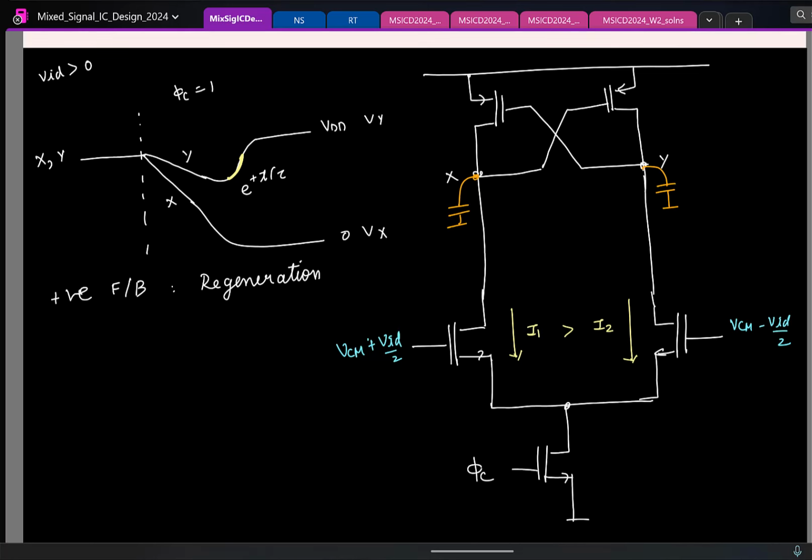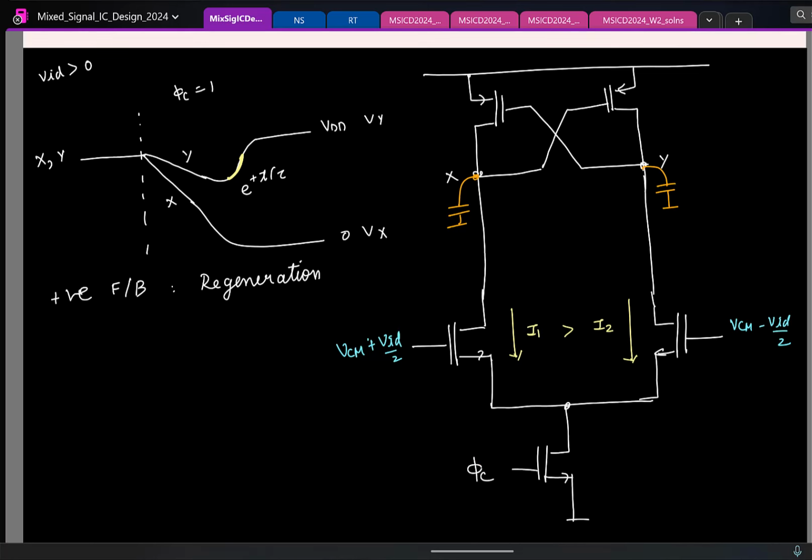Just to clarify, if we're using this as a differential amplifier, the PMOS will directly be connected to the VDD, and instead of the clocked current source, it will be connecting to a bias voltage. This will be connected to some bias voltage, yeah, correct. And the current source will be connected to a clock.